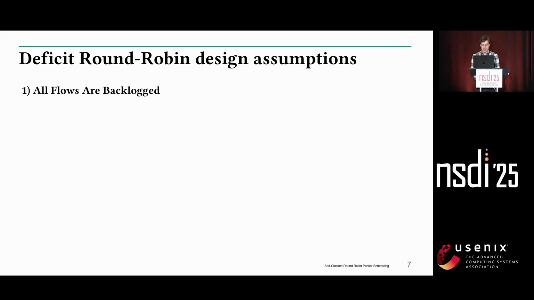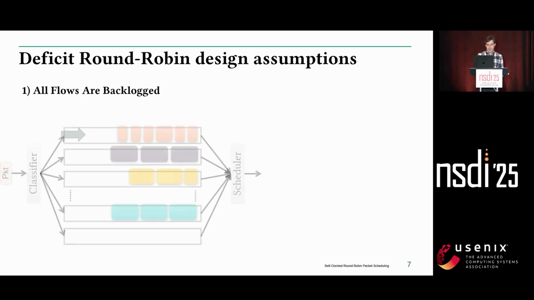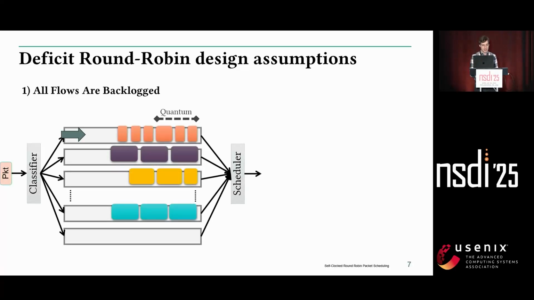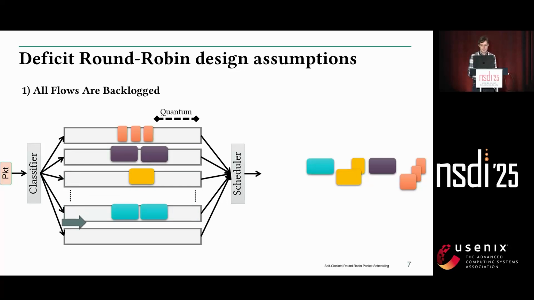First, DRR assumes that all the flows in the scheduler are backlogged. DRR gets an input from the user called quantum that decides how much each flow is allowed to send at each round. DRR then visits each flow subqueue in round robin and selects multiple packets as long as they don't exceed the quantum on aggregate. The remainder quantum is accounted for that flow as a deficit to be used in the next round.